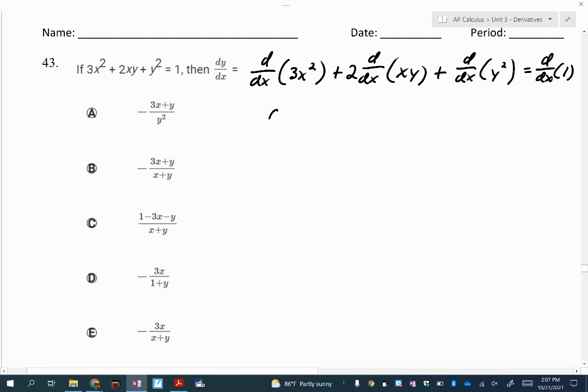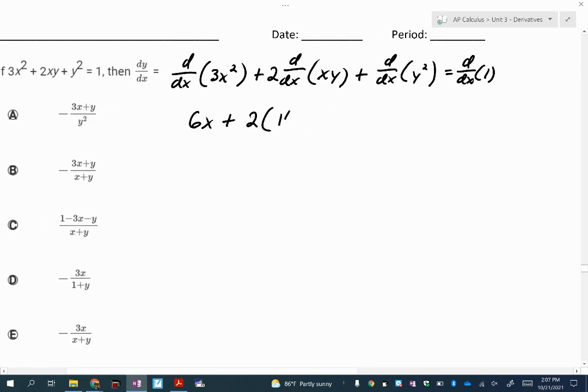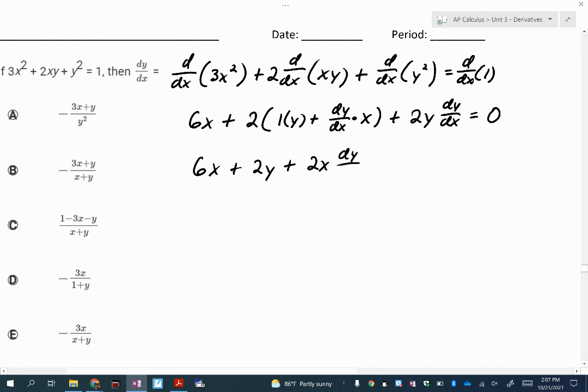Well, the derivative of 3x squared is 6x, plus this is going to be 2 times, now this is the product rule, so the derivative of x is just 1 times the original second is y, plus the derivative of y is dy dx, times the original first, which is x, plus the derivative of y squared, which is 2y times dy dx equals 0. Distribute with that 2, so plus 2y plus 2x dy dx plus 2y dy dx equals 0.